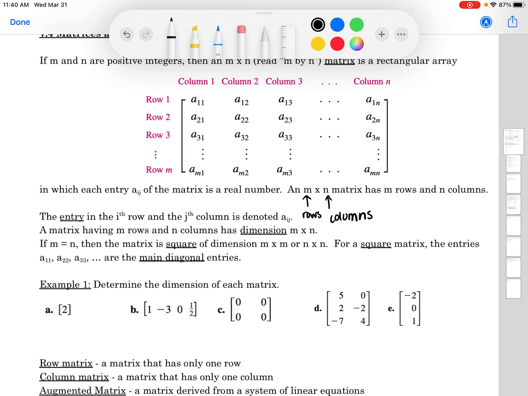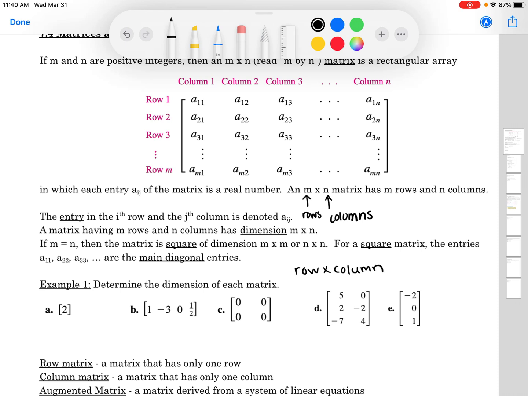And if m and n are equal to each other, that means it is a square matrix. So it would be 2 by 2 or 3 by 3 or 4 by 4. And then the entries in a square matrix that go on a diagonal are considered the main diagonal entries. So we want to just determine what is the size, the dimension of each matrix. Remember, it's row by column.